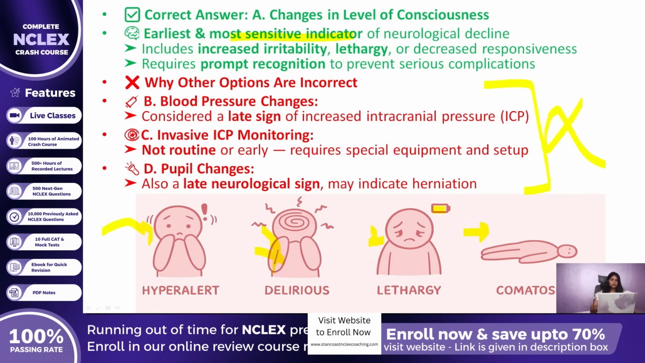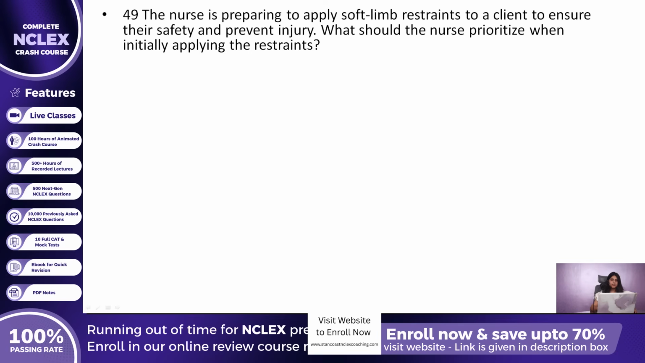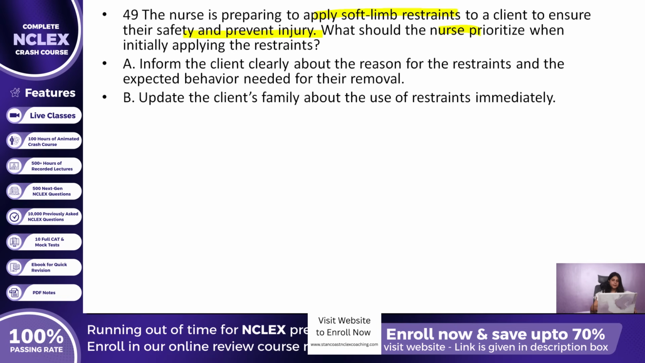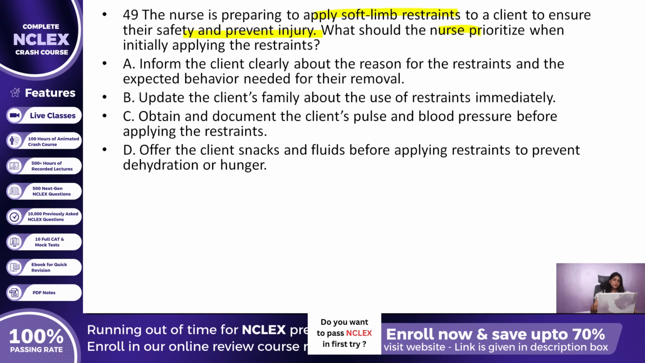Let's focus on another question. 49. The nurse is preparing to apply soft limb restraints to a client to ensure their safety and prevent injury. The options are A, inform the client clearly about the reason for the restraints and the expected behavior needed for their removal. Option B, update the client's family about the use of restraints immediately. Option C, obtain and document the client's pulse and blood pressure before applying the restraints. Option D, offer the client snacks and fluids before applying restraints to prevent dehydration or hunger.